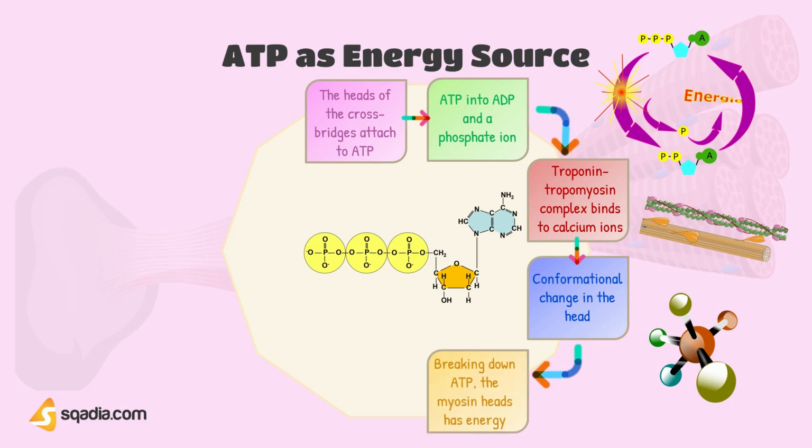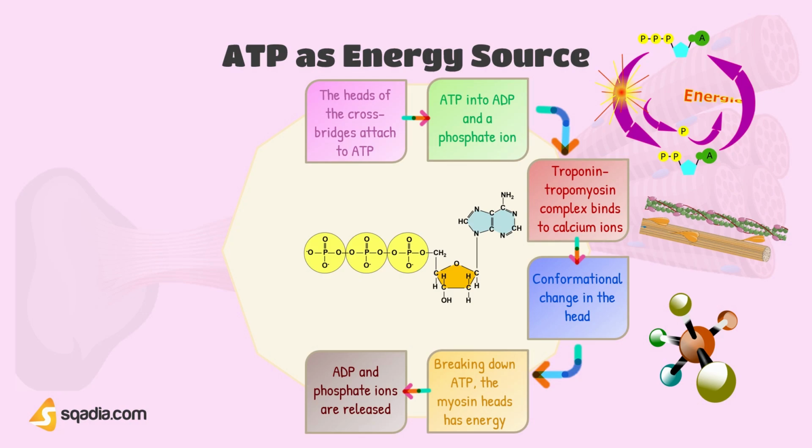The energy required for the power stroke comes from the previously stored energy, much like a cocked spring, due to the conformational change that occurred when ATP was cleaved earlier. By breaking down ATP, the myosin heads are primed with energy and ready to interact with the actin filament, leading to muscle contraction.